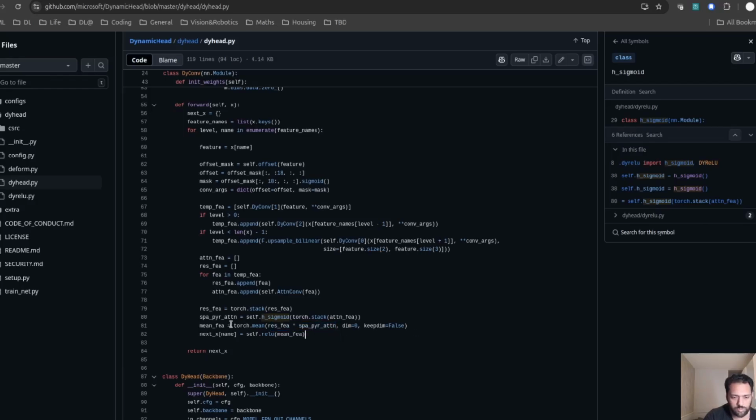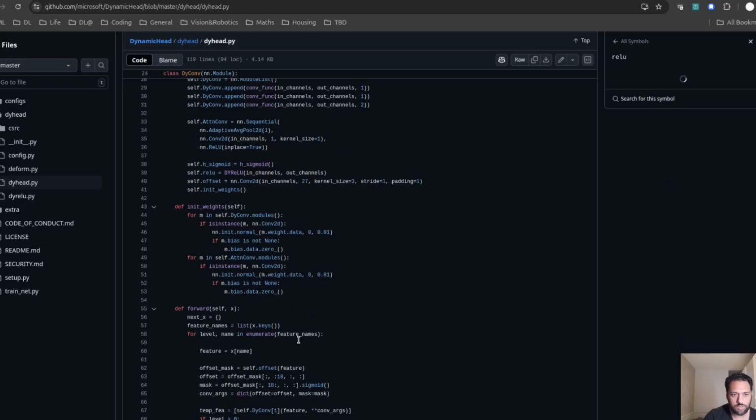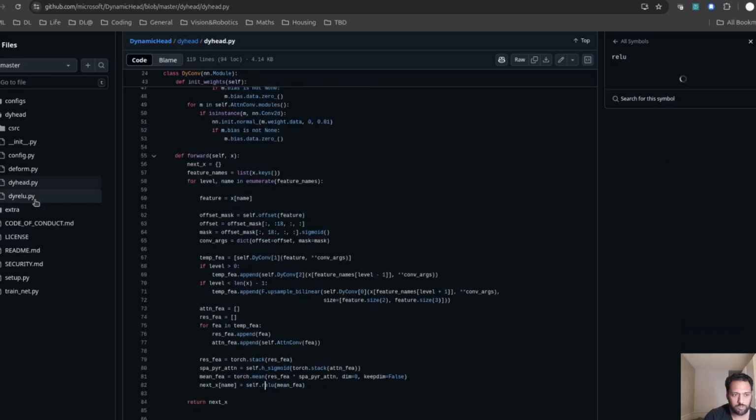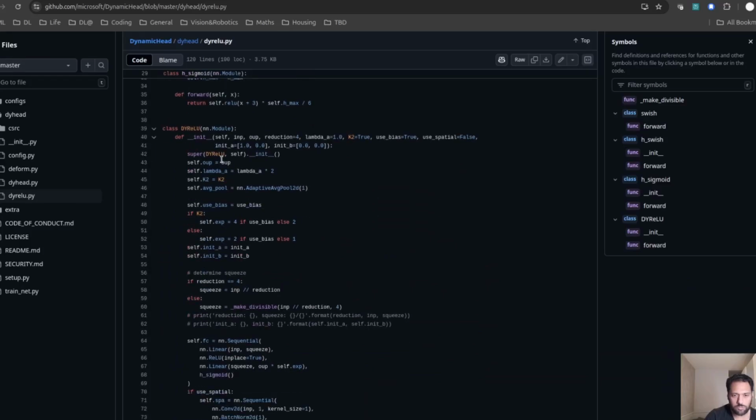So this part now is part of the spatial level attention, and actually deformable convolutions they have already done before, and now this mean across the level dimensions is taken here, and then it passes through the ReLU, which is the same as task level attention. And if you go through their implementation of dynamic ReLU, it's very similar to what we did, but it's just more general if you want to use 2 parameters or 4 parameters.